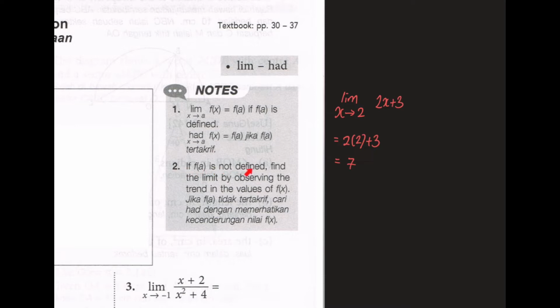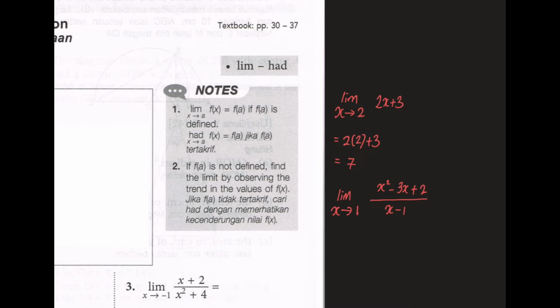If f(a) is not defined, find the limit by observing the trend in the values of f(x). Sometimes you put 2 inside and it is undefined. Let's take another example: limit as x approaches 1 of (x − 1) over (x squared − 3x + 2). Sometimes you have this.